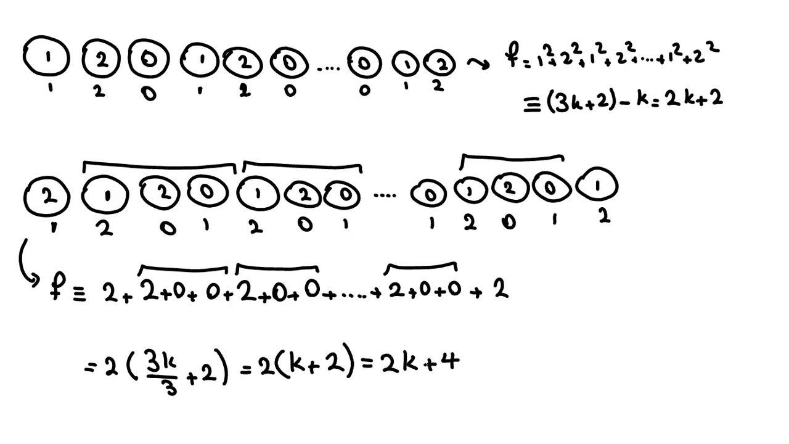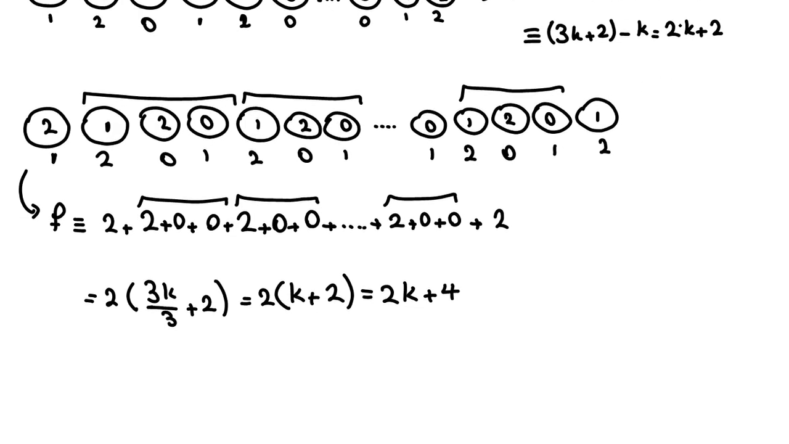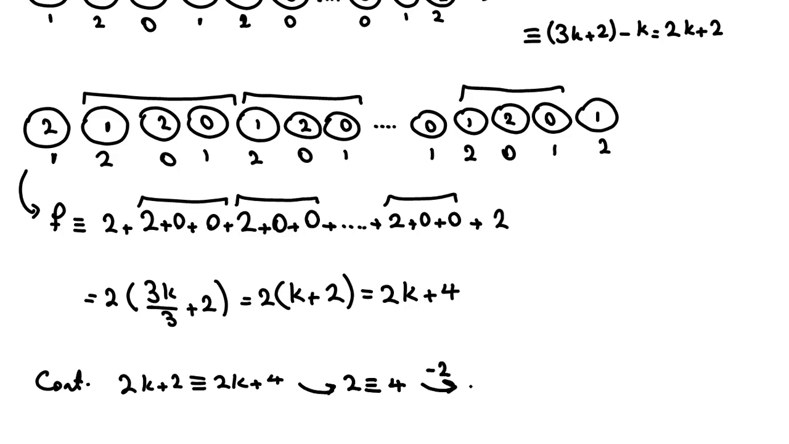Okay. So if you consider mod 3, f won't change under the actions the problem wants. So if we can reach it, by contradiction 2k plus 2 should be congruent to 2k plus 4. Then we conclude 2 is congruent to 4. If we subtract by 2, 0 is congruent to 2 mod 3, but it's not correct. So if we reach it, we've reached a contradiction.